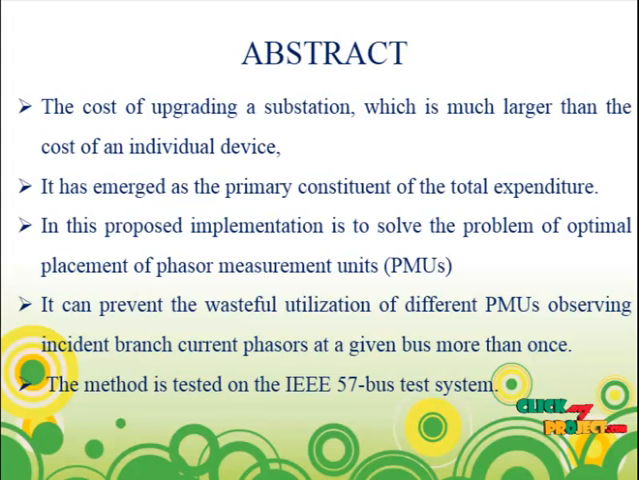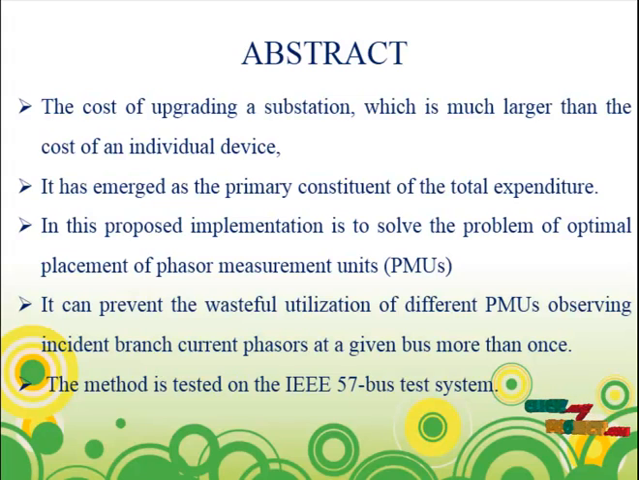The cost of upgrading a substation is much larger than the cost of an individual device. It has emerged as the primary constituent of the total expenditure. Under such circumstances, the optimal phasor measurement unit placement formulation needs to consider not only the number of devices that must be placed at the substations, but also the number of substations that must be upgraded to support those devices.